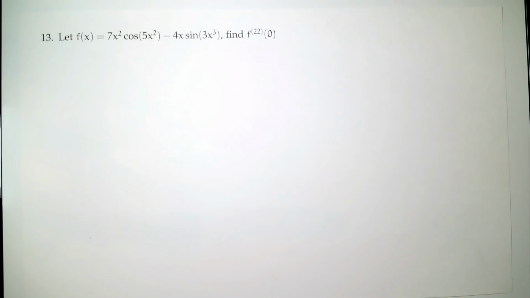We don't want to do that. We want to be smart. So what we're going to focus on is being smart. We're not going to take 22 derivatives. We're going to say, what are these functions? Recalling that Taylor series store information about derivatives.